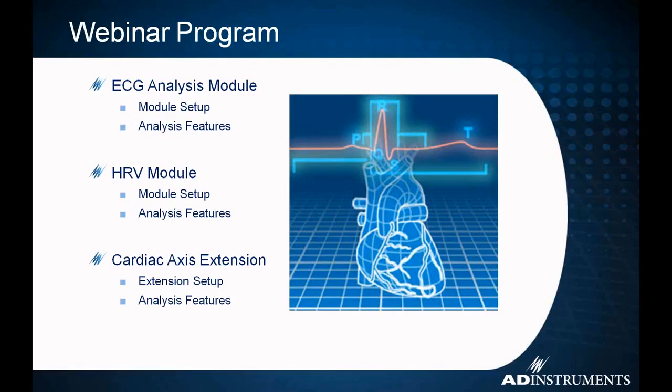So thankfully, that gets us through our opening little spiel here, and we'll get into the meat of what we're going to talk about today. Today's webinar program is going to kind of roughly follow this outline here. First, we're going to talk about the ECG analysis module, the module setup, the different analysis features. Then we're going to move on to HRV. That will probably take up a good portion of the webinar. Talk about its module setup, the analysis features. There's a lot there. And then last but not least, the cardiac access extension, which is free to any LabChart user. You do not have to have LabChart Pro or purchase it. And just talk about its extension setup and how the analysis features it offers.